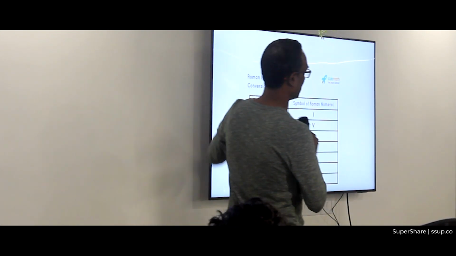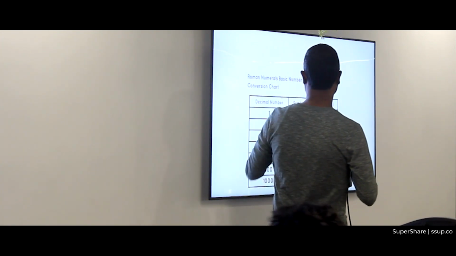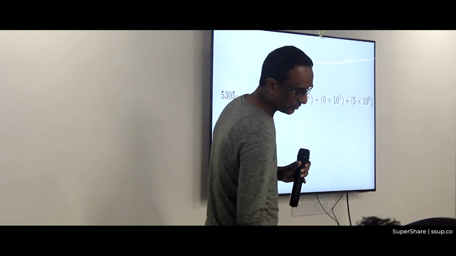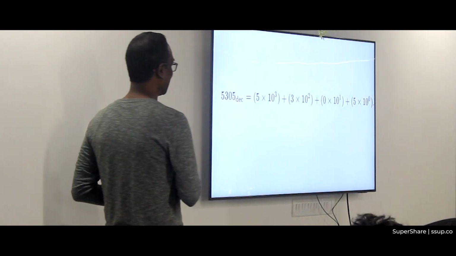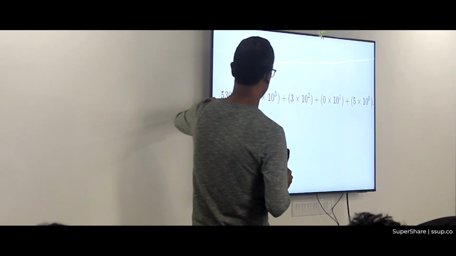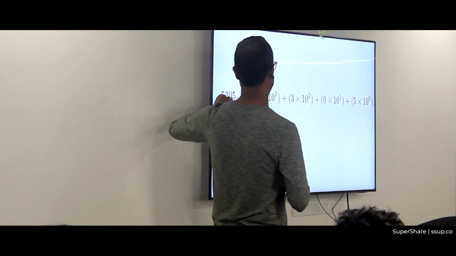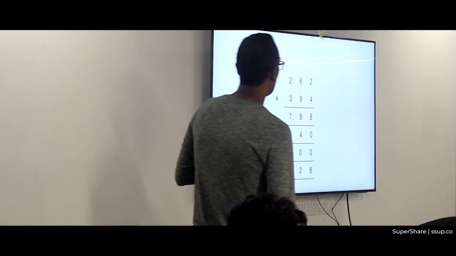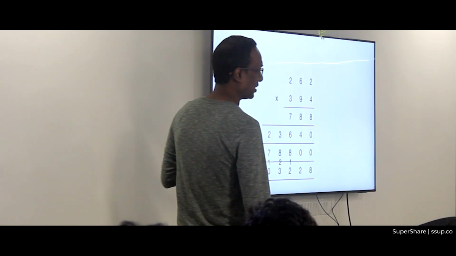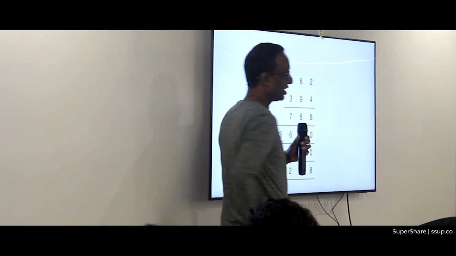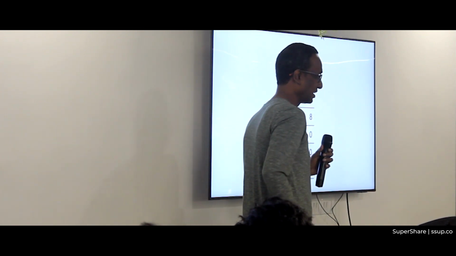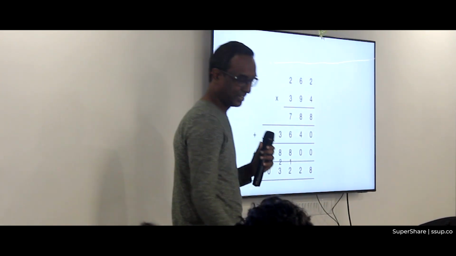Compare that to the Roman numerals. I represents 1, and so on for 3, 5. And compare that with the decimal system. This 5 represents 5,000, this 5 represents 5, this represents 3, and so on. Consider doing this multiplication using the tally system or the Roman numeral system. It will be hell.